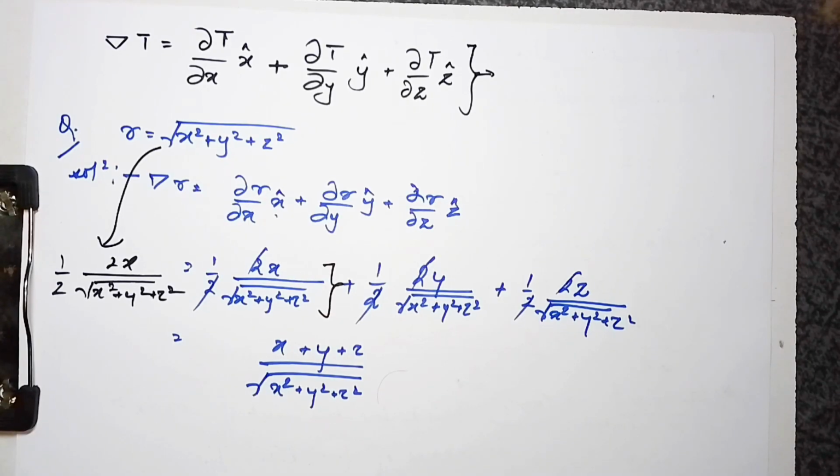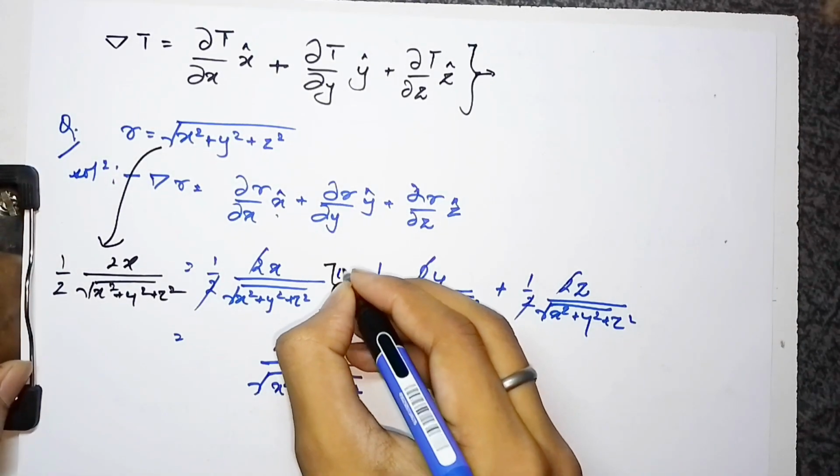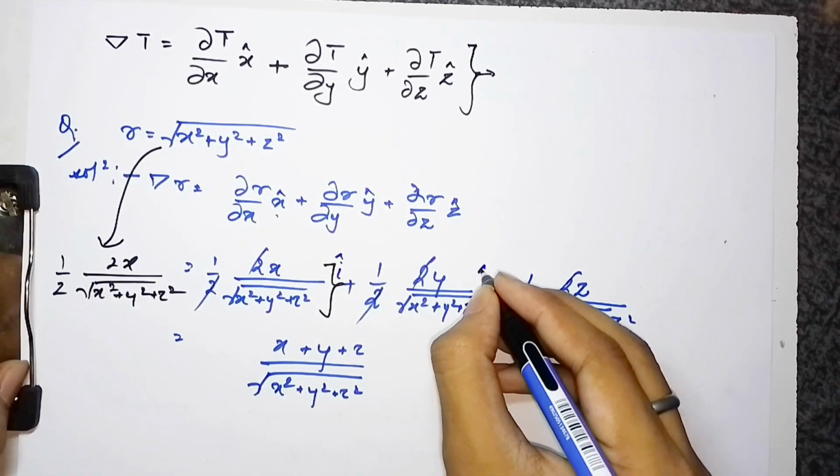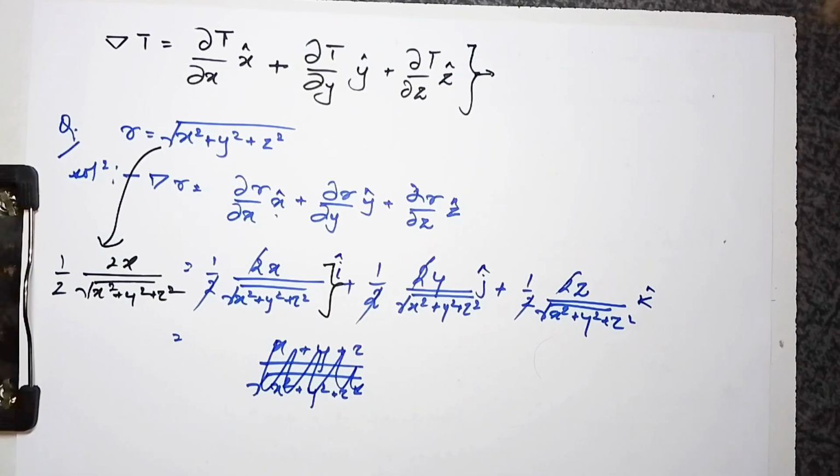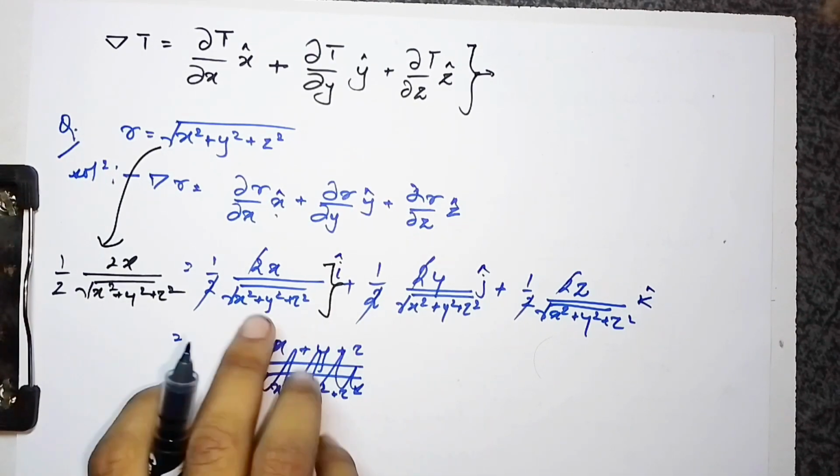This is the way in which we do partial derivative and we find gradient. I'm sorry for this. This will not be done in this way. i cap, j cap, k cap, and this is not what we are going to do. I'm really sorry for that. I thought that it's a scalar.